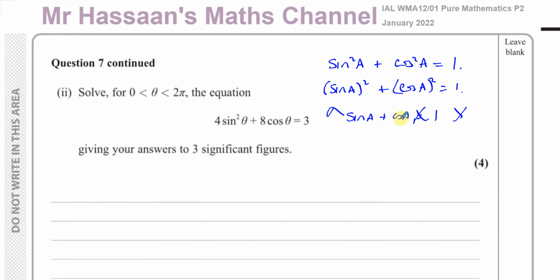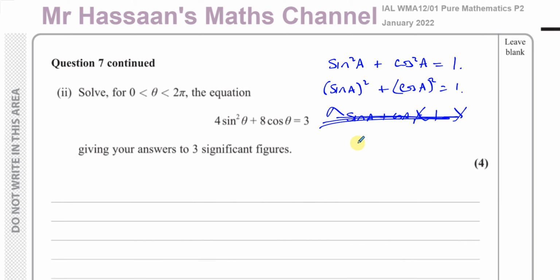All right, and that's where many people make mistakes in this particular topic and these types of questions. We know that the sine squared of an angle plus the cosine squared of an angle is equal to 1, but the sine of an angle plus the cosine of an angle is not equal to 1. So that's something you should get out of your head straight away.